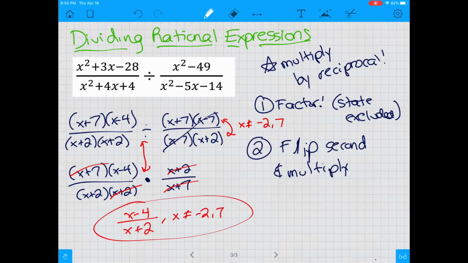with my original excluded values. So, sorry about the technical difficulty with me trying to write the L in flip, but other than that, division we treat exactly the same as multiplication, except for I just have to remember that before I multiply, I flip the second fraction.